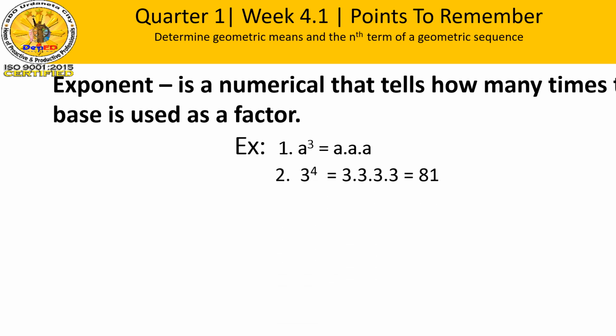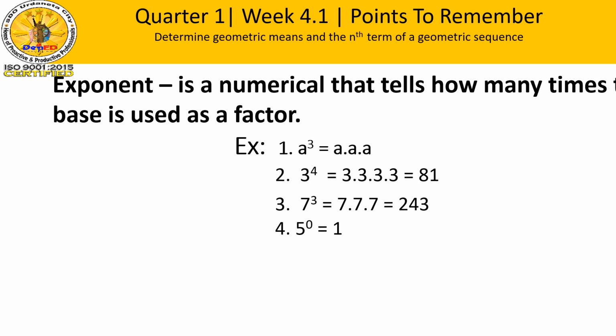Number 2, 3 raised to 4. 3 is the base and 4 is the exponent. So we will multiply 3 by itself 4 times: 3 times 3 times 3 times 3 is equal to 81. Number 3, we have 7 raised to 3. So it is equal to 7 times 7 times 7, which is 343.